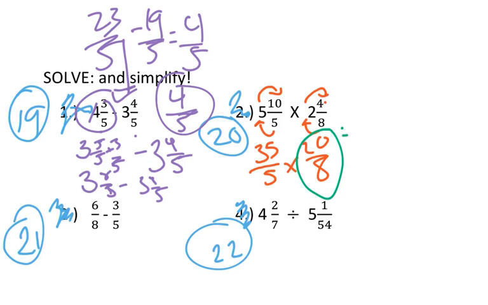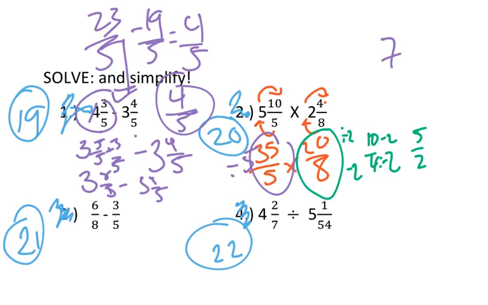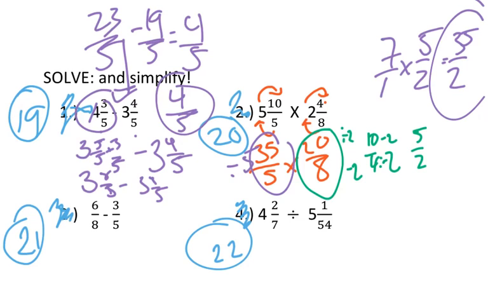28 you could divide by 2 and have 10/4, which then again you can divide by 2 and have 5/2. 35/5 you can divide by 5 and get 7/1 times 5/2, which is a lot easier to say 35/2 than to multiply it all out and then simplify down. 35/2 is your answer here.